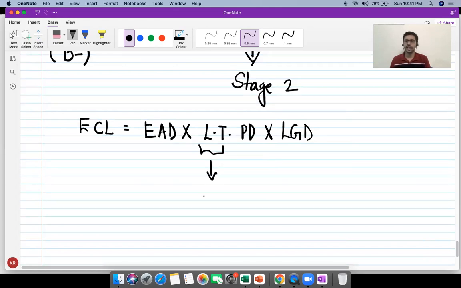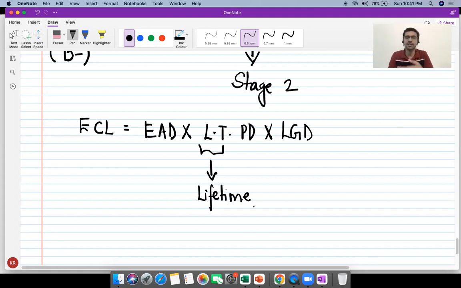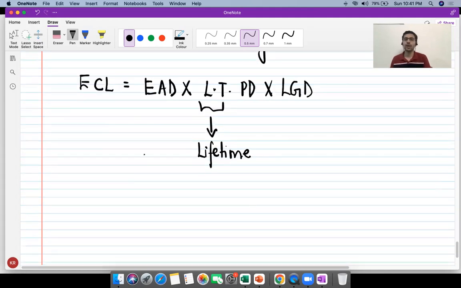It's the lifetime probability that Mr. X will default over the next 4 years, or over the remaining life of the loan. Obviously, lifetime PD is going to be greater than the 12 months PD. And therefore, when it moves to stage 2, your ECL is going to shoot up.